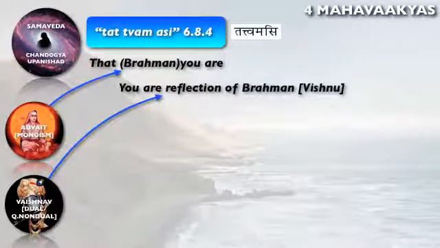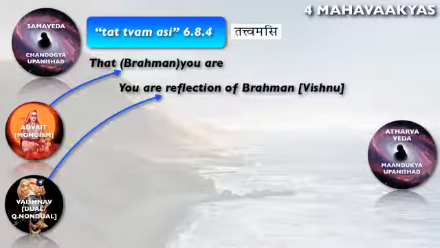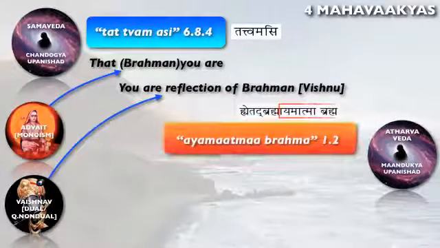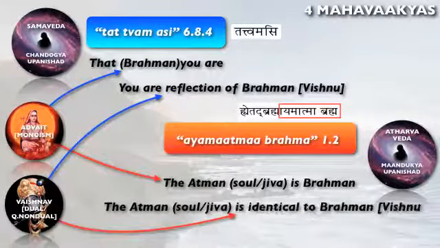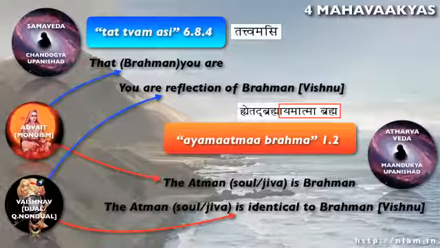The 4th Mahavakya is found in the Mandukya Upanishad of Atharva Veda. It reads as Ayam Atma Brahma. As per Shankara's teaching, we can understand the meaning as the Atman or soul is Brahman. As per Vaishnava teaching, we can understand the meaning as the Atman, soul or Jiva is identical to Brahman or Lord Vishnu.